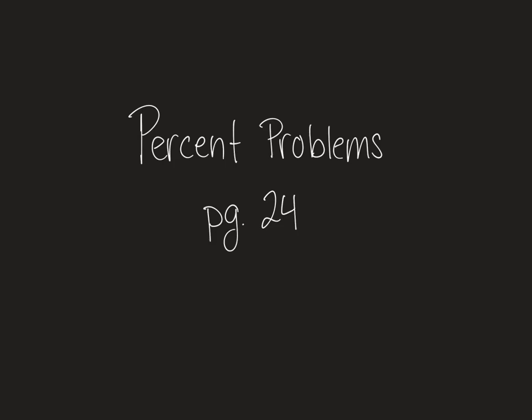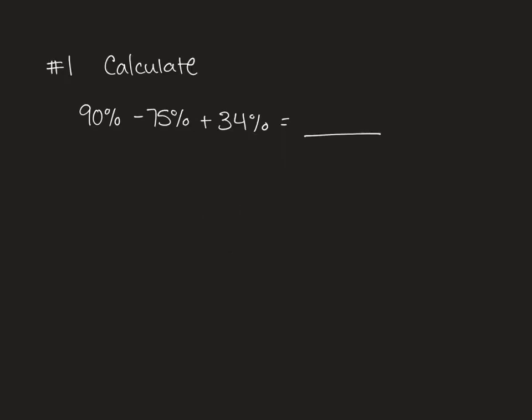Today's lesson is on percent problems, and it will cover page 24 in your Jump Math book. The first question is just going to ask you to simply calculate. So it might start with 90% minus 75% plus 34%.